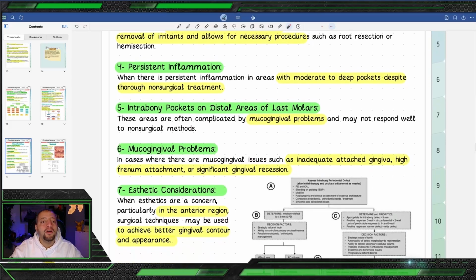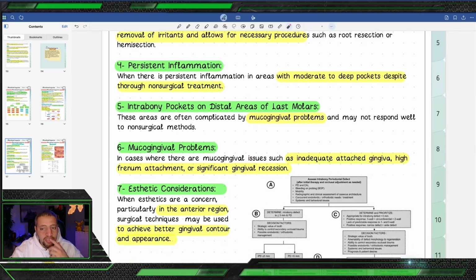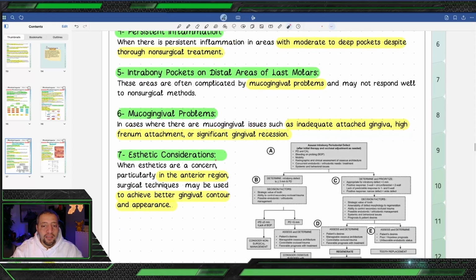When you have a mucogingival problem and it's not responding to a non-surgical method, or you have a mucogingival problem, which is inadequate attached gingiva, and this patient is going to do orthodontic treatment. If you start orthodontic treatment with inadequate attached gingiva, you are going to end up with recession. You are aligning his teeth and killing the bone around it, and when you kill the bone around it, the orthodontic compliance for our patient will be bad. Okay, high frenum attachment or significant gingival recession. Finally, aesthetic consideration, specifically in anterior teeth, to achieve better gingival contour and appearance.